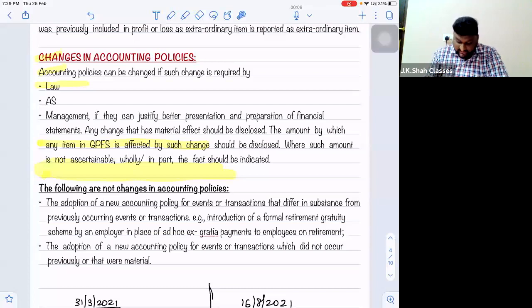Right? Or where material means earlier they were immaterial. Earlier those events or transactions were immaterial, but now they have become material. And since they have now become material, you have a policy made for them. So that means it is not a change in accounting policy.